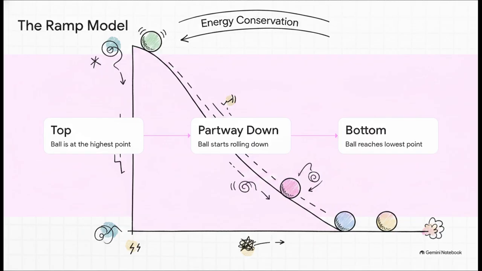So, we've got 3 distinct stages of the ball's physical journey. Step 1, the ball is at the very top of the ramp. Step 2, the ball is partway down. And step 3, the ball is at the very bottom. When you get a question like this, you need to use a think aloud strategy in your head. Ask yourself, okay, what is the ball doing right now? Where is it located? Is it moving?